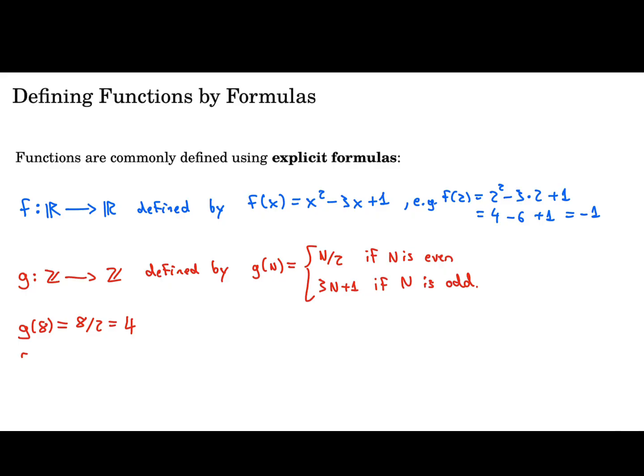And if you do something like g of 5, then since 5 is odd, you do 3 times 5 plus 1. And this gives you 15 plus 1 is 16. So g of 5 is 16, right? Now notice again that the two cases cover all the integers and they do not conflict. So every integer is either even or odd, but not both. So every input has exactly one output. And so that is the key point: a formula defines a function only when it gives one clear output for every input in the domain.